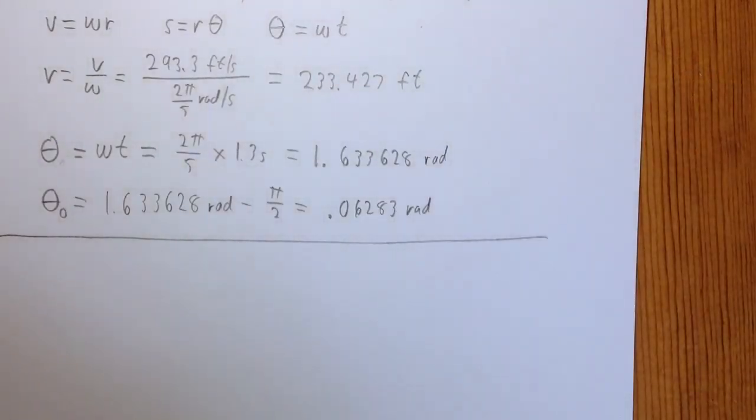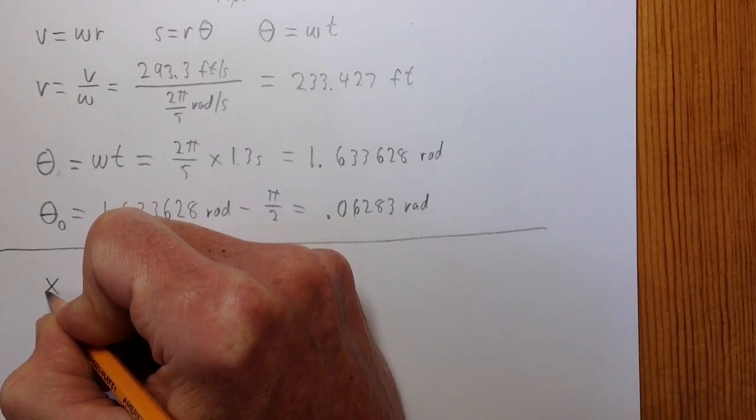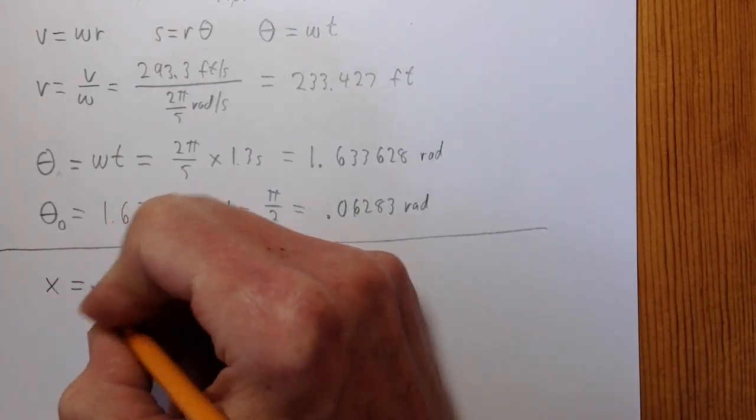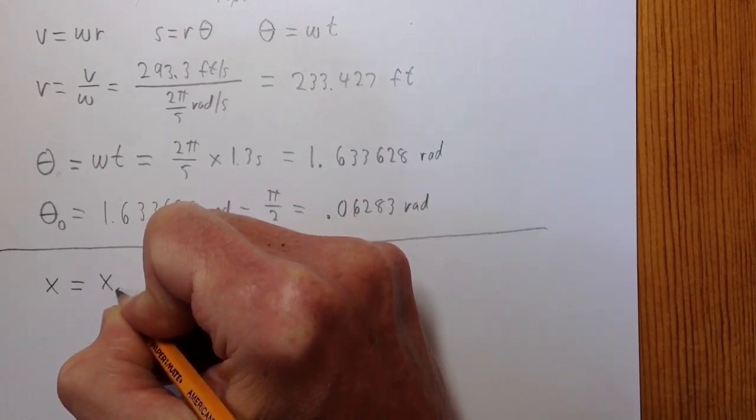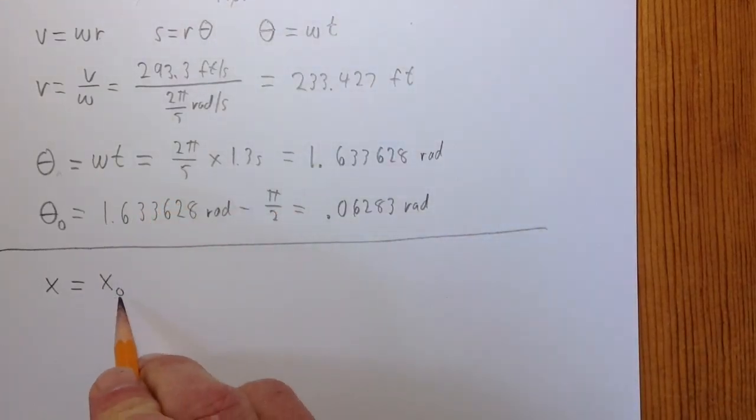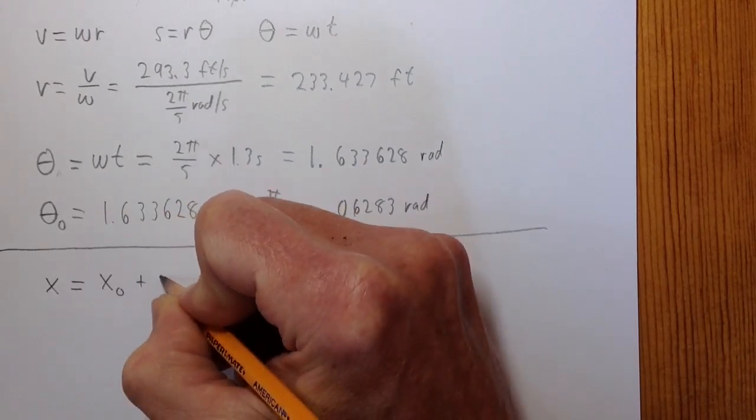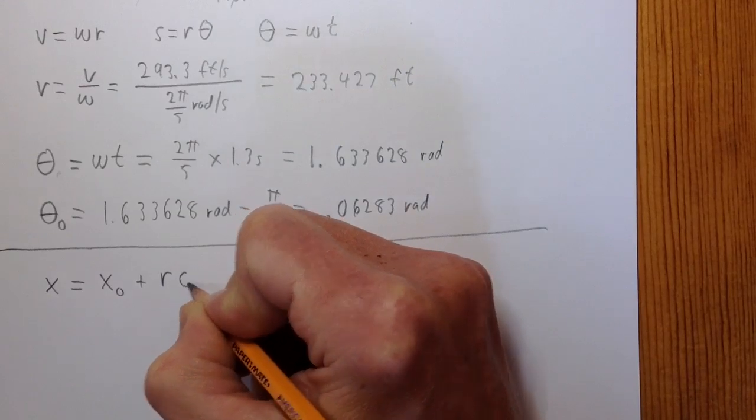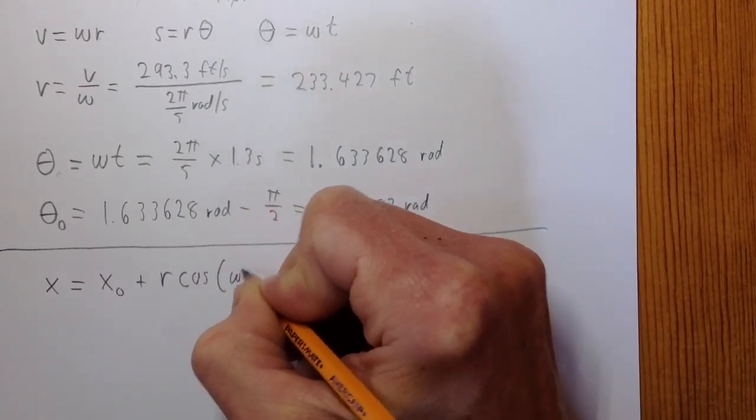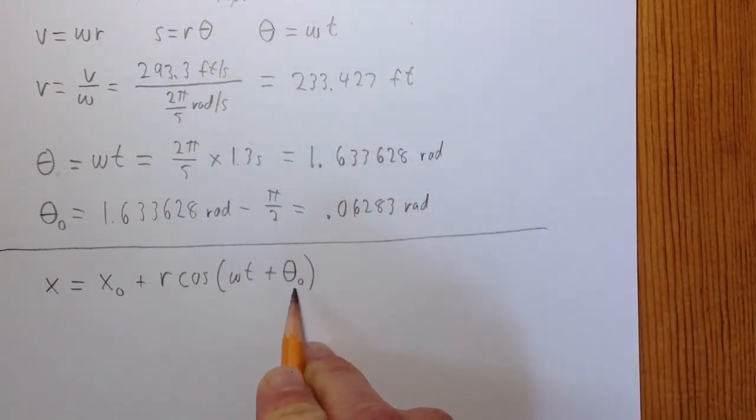So here are the formulas. Here is the way this works. Her x position, where she is in the x direction, since she's going in a circle, is the center of the circle. The x coordinate x0 is the center of the circle. That's what we'll call that there. Plus r cosine of omega t plus theta 0, which is her starting angle. We already know that, right?